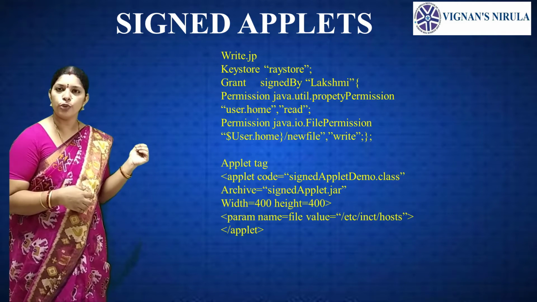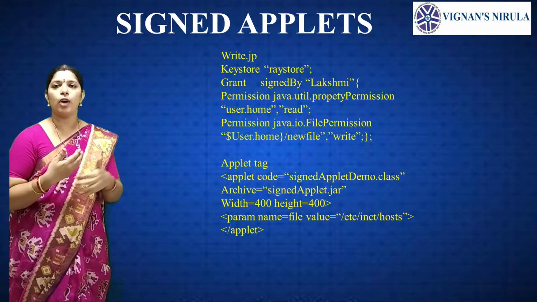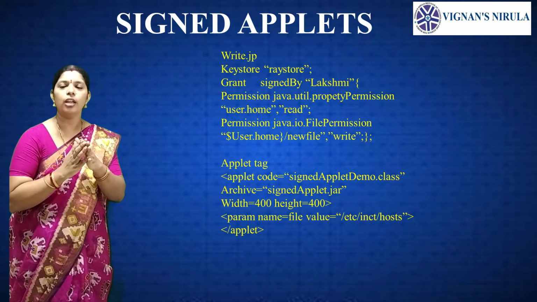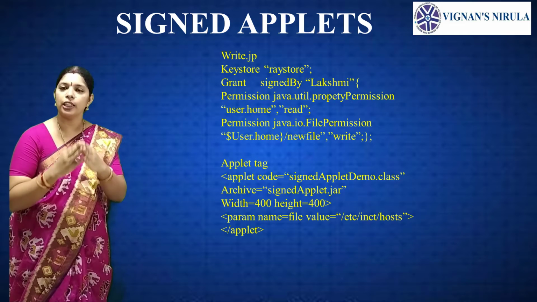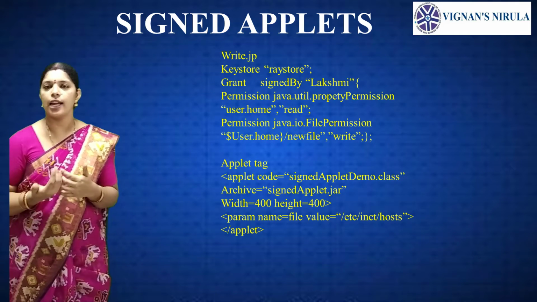Next, width equals 400, height equals 400, and param name equals some file, and value equals where the files we have to insert. For the particular name, for the particular value, we are giving that. So, this is the example for the signed applets.